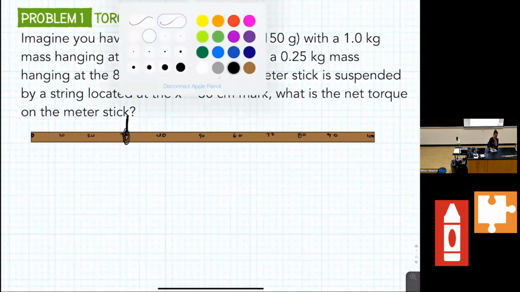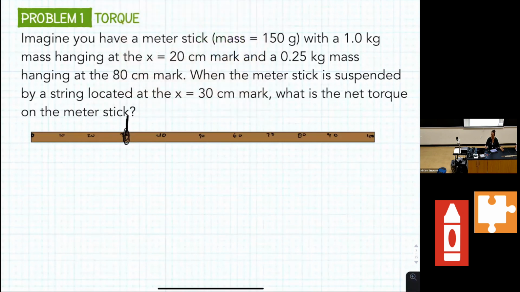Okay, the next thing we need to do is establish where our forces are. So we have 2 masses hanging, and they happen to be at 20 centimeters and at 80 centimeters. But we also know that the meter stick has a mass. So where does the meter stick's mass act? At the center of mass. And where is the center of mass? 50, right? So that's going to be right here.